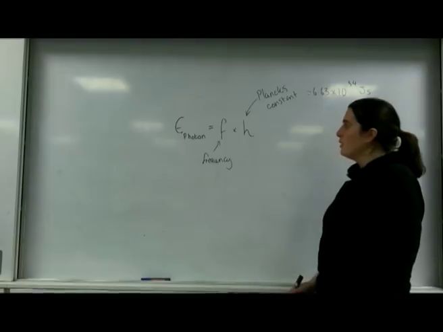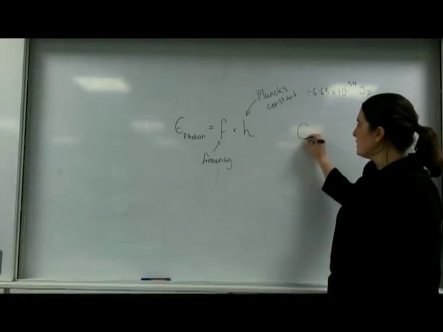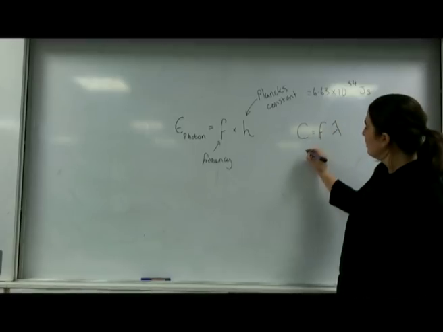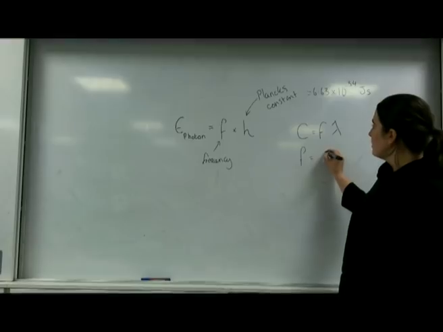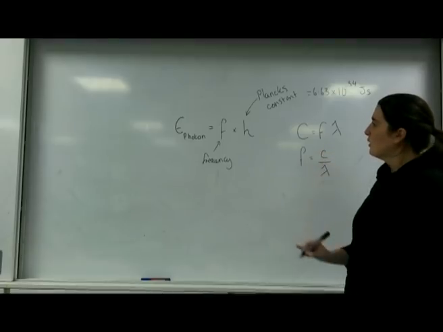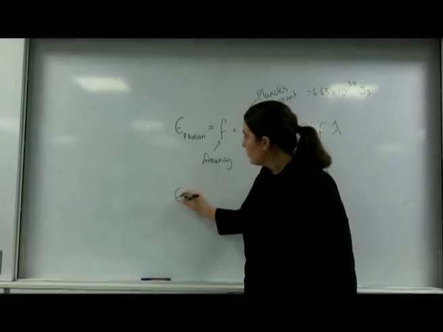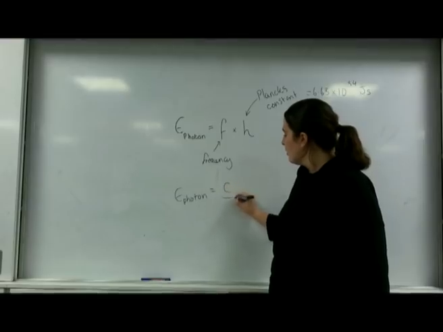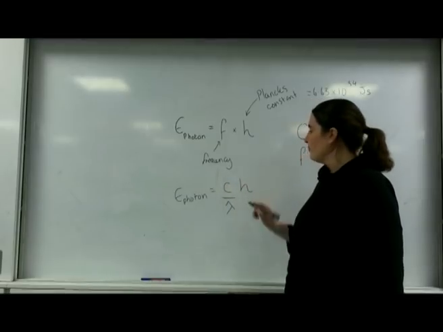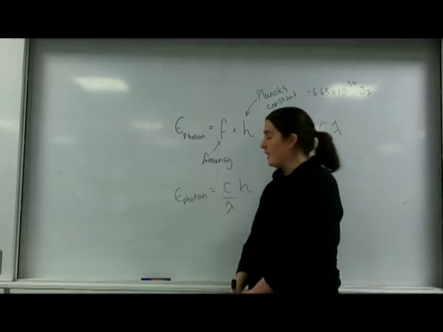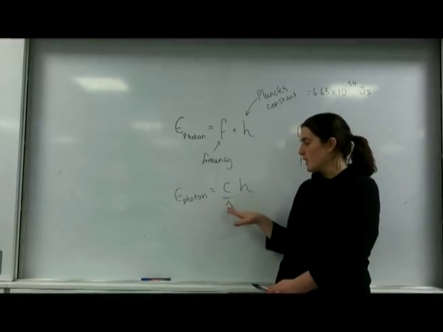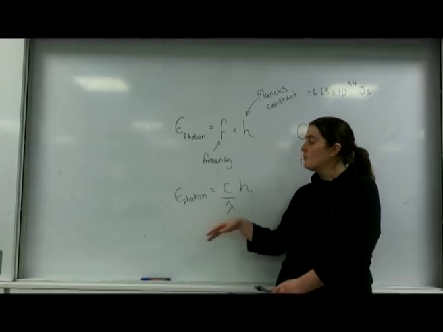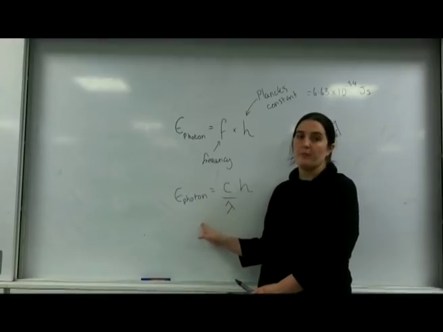Since we know that the speed of light equals frequency times the wavelength, so the frequency is the speed of light over the wavelength, we could put that into this formula too. And what this tells us is that photons that have a really large wavelength do not have much energy, while those who have a really short wavelength have lots of energy.